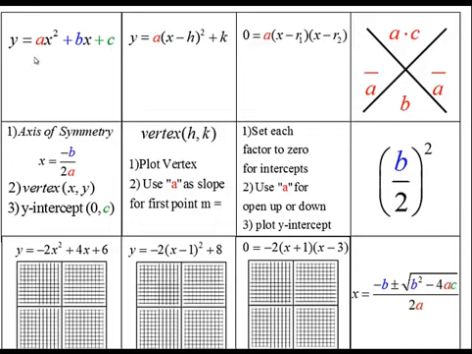So this first one right here is standard form. Standard form will have an a value, and the y will be by itself. All of these have the y by itself. But what's unique about standard form is there are no parentheses. This is vertex form. Over here, vertex form has parentheses, but it's a binomial squared.